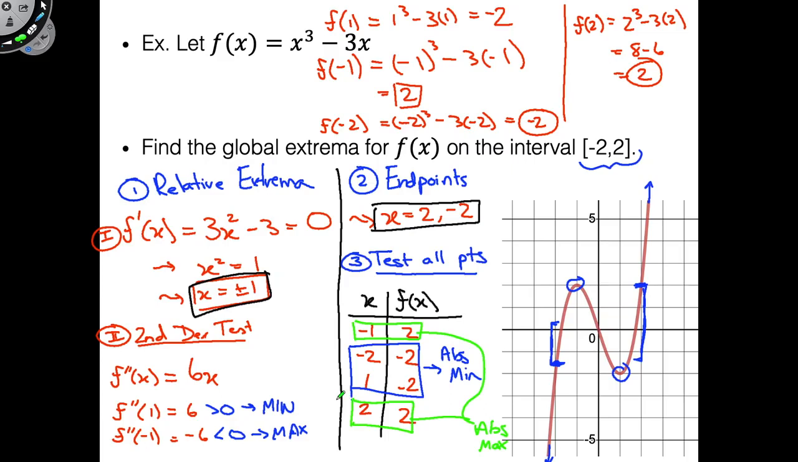So that's the process of how we calculate absolute maxes and mins. I hope you understood the idea of, firstly, what absolute extrema are relative to relative extrema, and then how to actually go about this process. So that's that for this video.